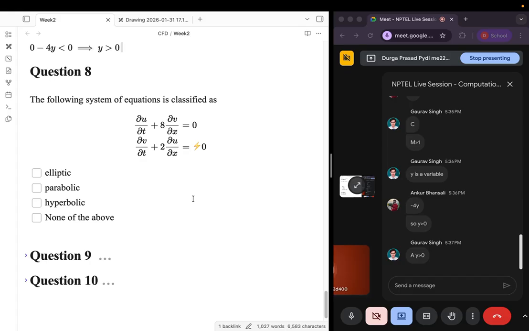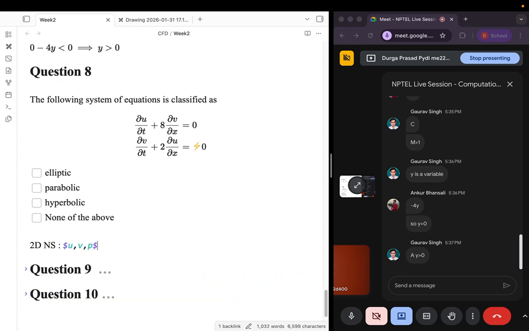Let's take the 2D Navier-Stokes equation along with the continuity equation. We have three variables, the velocities and the pressure: u, v and p. So I have three equations, which are continuity, x and y momentum. These three equations together are what you use to decide whether the system is hyperbolic, parabolic or elliptic, or which kind of system it is.